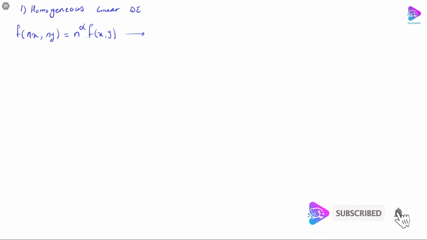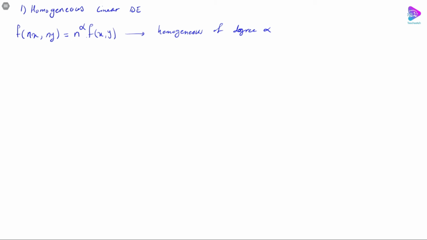So any function in the form of f(nx, ny) equal to n to the power of alpha times f(x, y) is called homogeneous of degree alpha. And what do we mean by that? So let's take a quick look at an example.